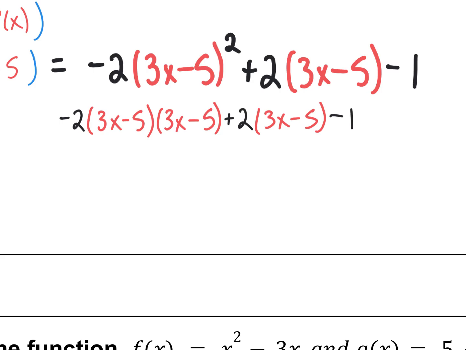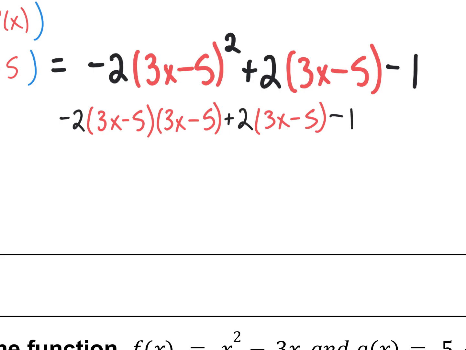Here's the thing I need you to remember, though. In case you don't remember this from Algebra 1, multiplication follows what we call the commutative property, meaning I can multiply in any order. 2 times 3 is 6, 3 times 2 is 6. So when I see something like this, I'm going to multiply the negative 2 times this first set of parentheses, take that answer and FOIL it with this other 3x minus 5. Or I could FOIL both of these 3x minus 5s and then distribute the negative 2 into that.